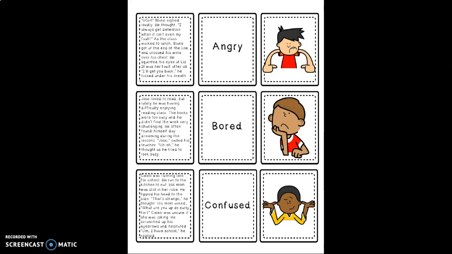Caleb was running late for school. He ran to the kitchen to eat. His mom was still in her robe. He tipped his head to the side. "That's strange," he thought. His mom asked, "What are you up so early for?" Caleb was unsure if she was joking. He scrunched up his eyebrows and hesitated. "Um, I have school," he replied.